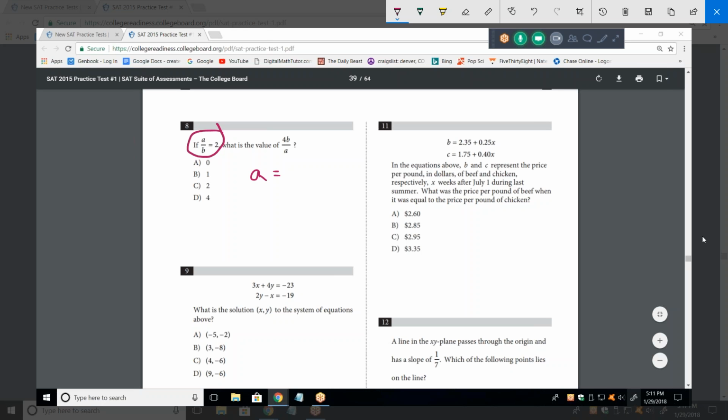BA? What am I multiplying both sides by? A? No, the denominator. In other words, I'm trying to solve for A. So I'm going to multiply by that denominator B. That's going to get rid of it. Since I'm multiplying the left side by B, I've got to multiply the right side by B. Now, that B cancels with that B, and I end up with A equals 2B.